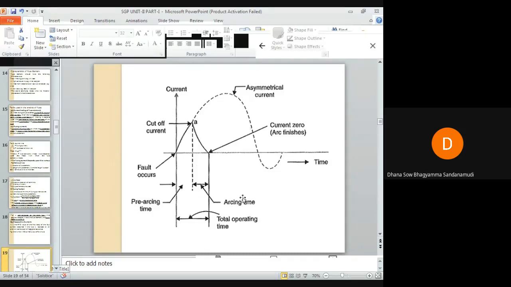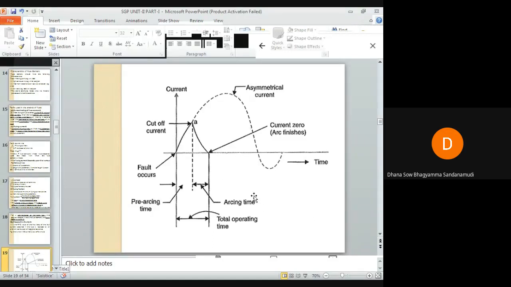Now let us discuss the arcing time. How the arc is initiated, how it continues for a very short duration, how it persists. Arc emission and continuation, arcing phenomena, and arc extinction phenomena we are going to discuss in detail within this unit in the next chapter. Next, arcing time.